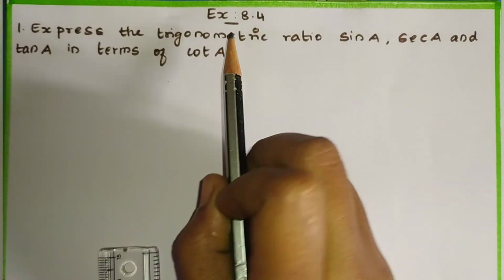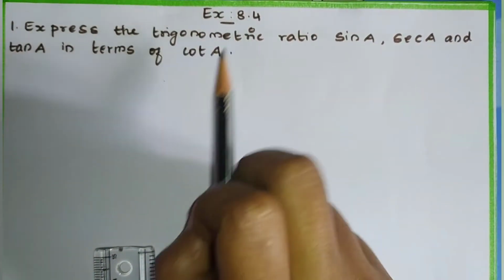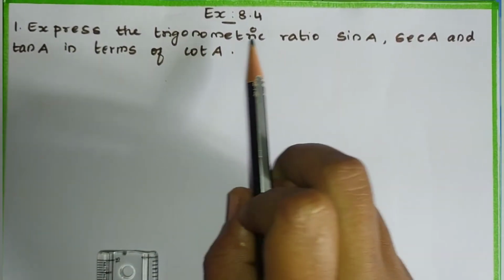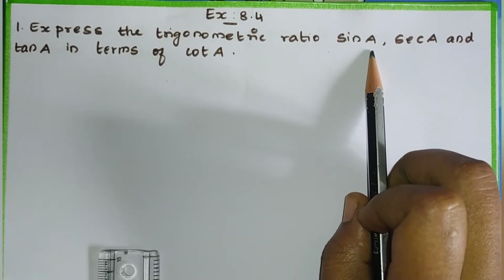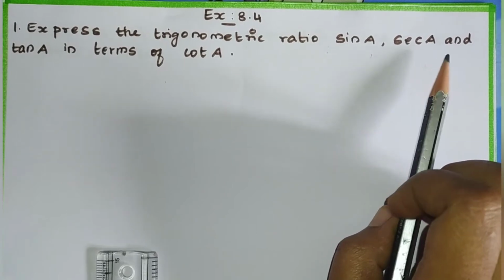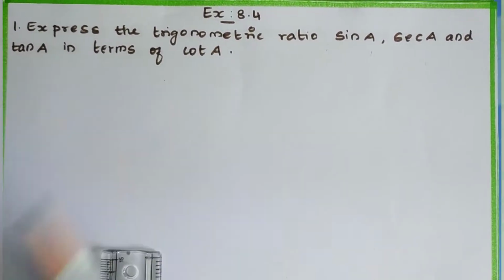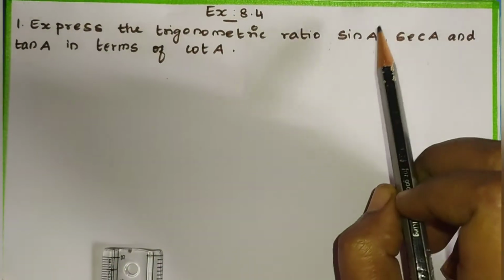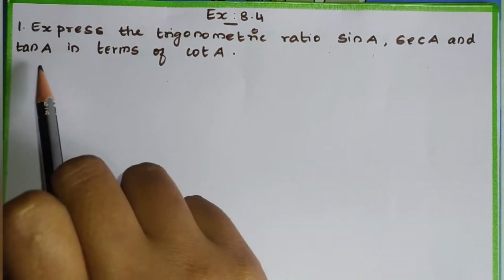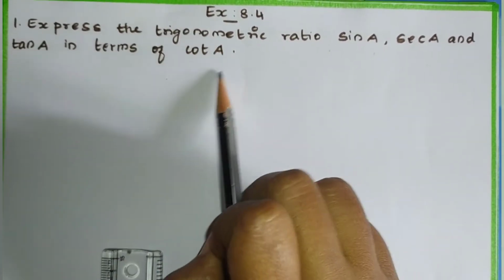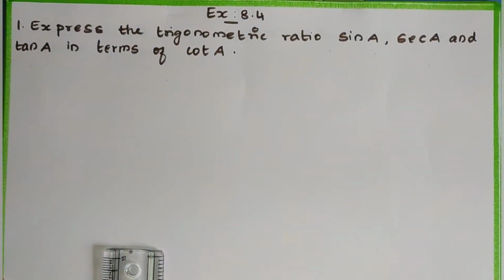Namaste students. In this video we are going to see exercise 8.4 first problem. Express the trigonometric ratios sin A, secant A and tan A in terms of cot A. So you have to write sin A, secant A, tan A in terms of cot A. How can we write in terms of cot?